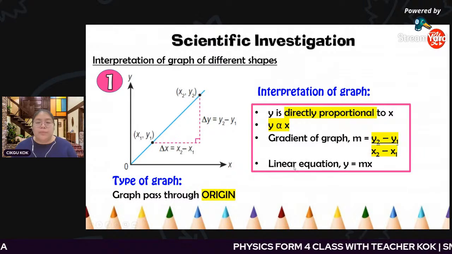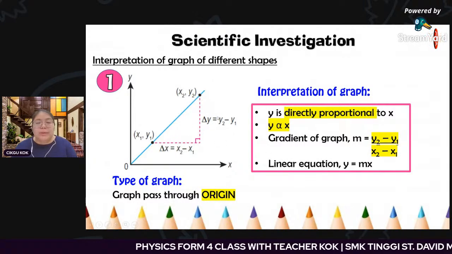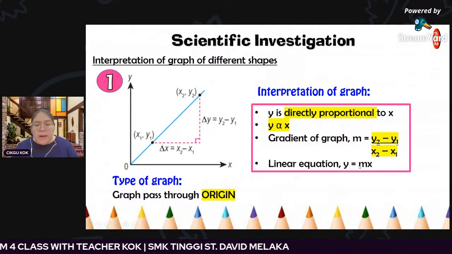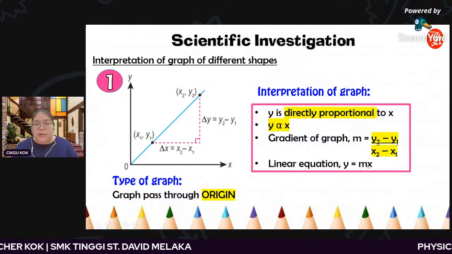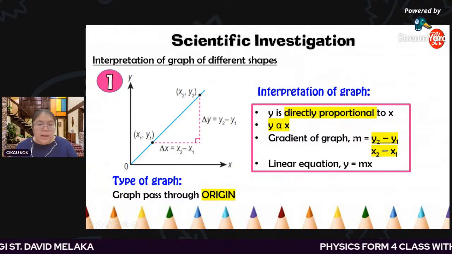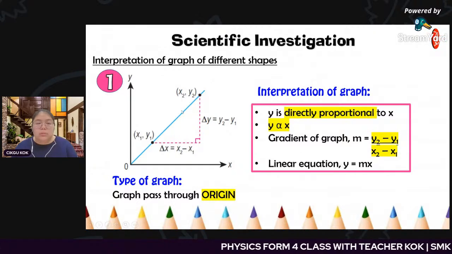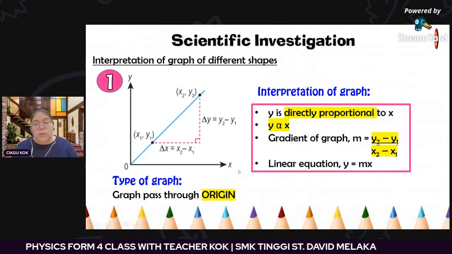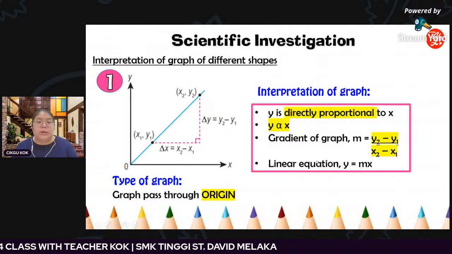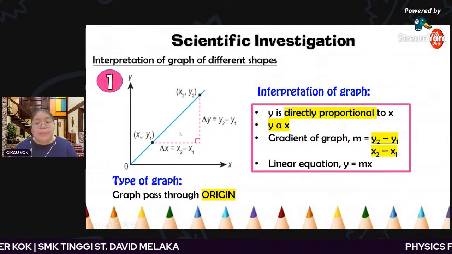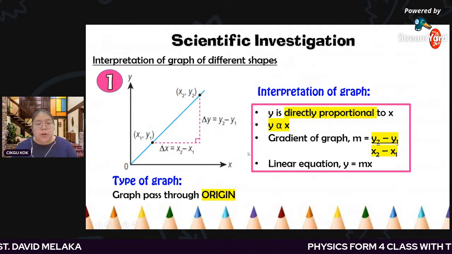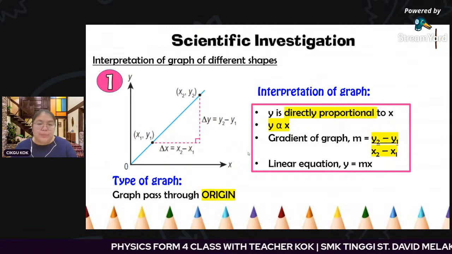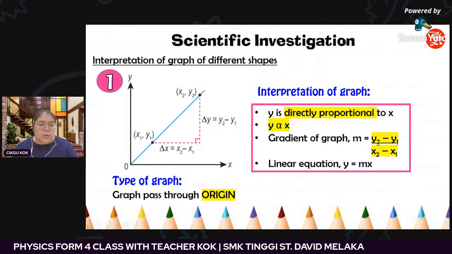Now, linear equation. Linear equation means the equation for the graph. We can write it as y = mx, where m represents the gradient. So this is the equation. For y, we just mention y because y has so many points, and x also has many points, but for m, you need to do the calculation. If the graph gives you the numbers, you can do the calculation. So that is the first introduction: the graph is directly proportional. Now we go to the next one.